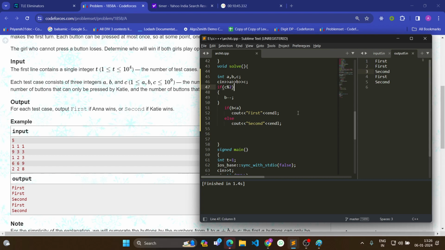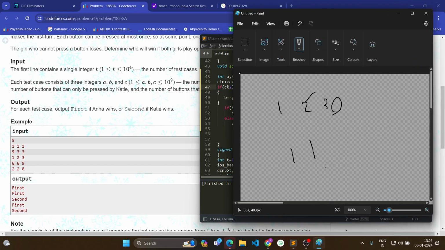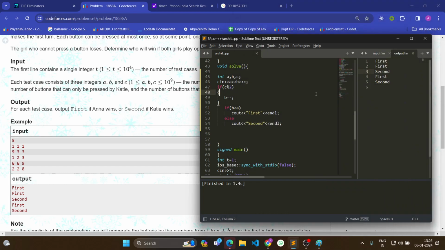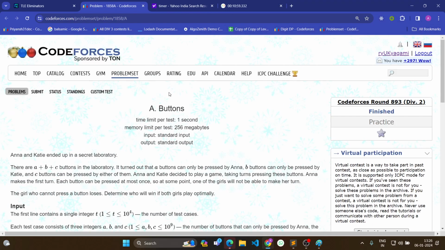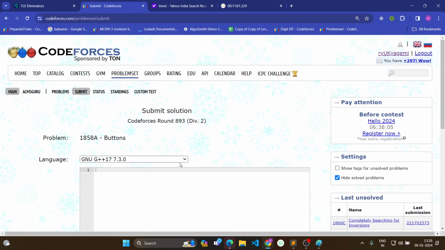Let me think of another test case. Like if it was 1, 2, 2. So Anna presses a button, Katie presses a button. Now it's again Anna's turn. So now the question is totally dependent on. Okay, I think this works.